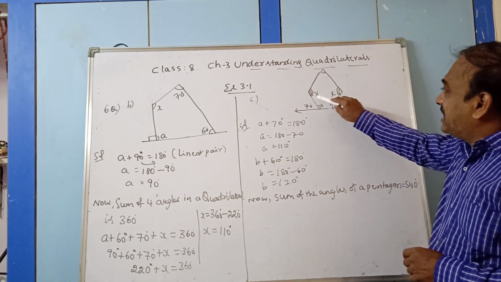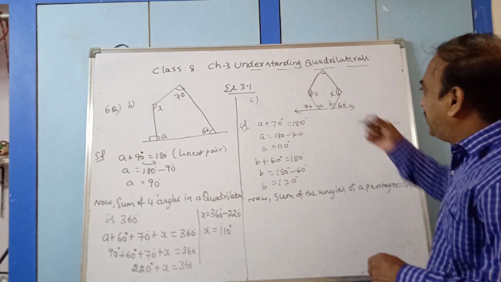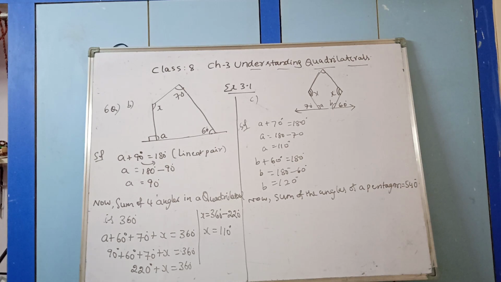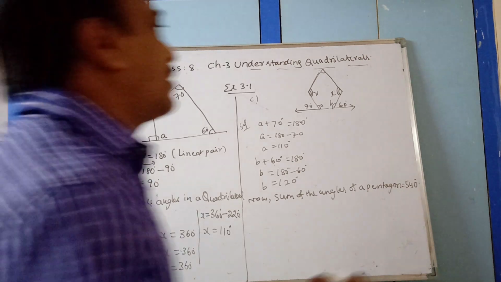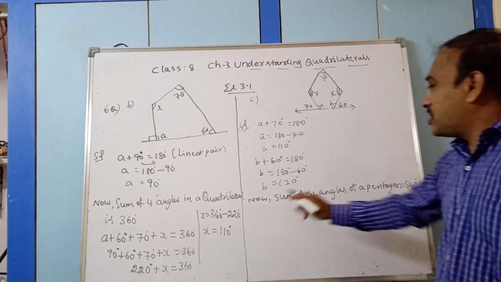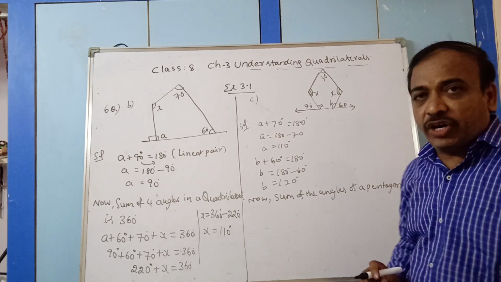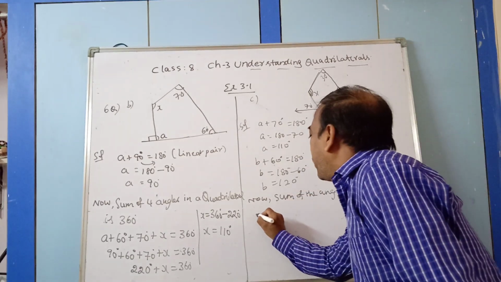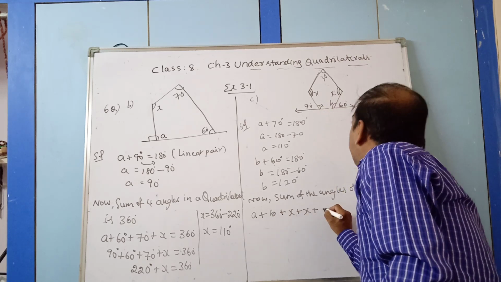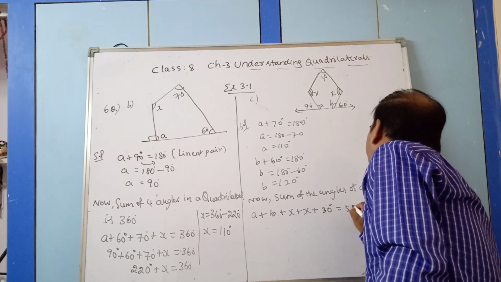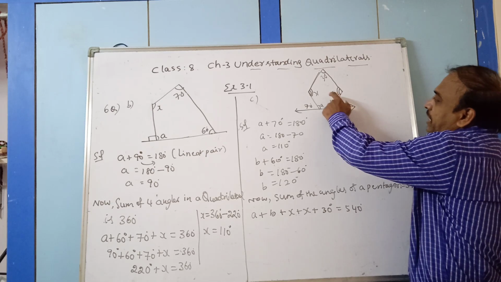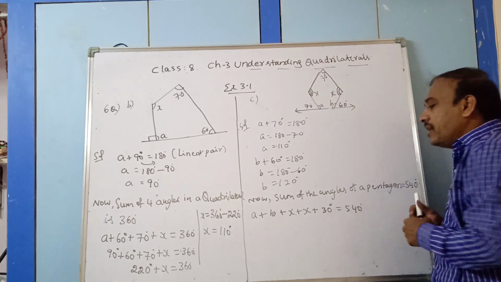We got A and B. The two angles marked x are equal, and one more angle given on the top is 30 degrees, as mentioned in the question. So the sum of the angles of a pentagon is 540. That is, A plus B plus x plus x plus 30 degrees is equal to 540.